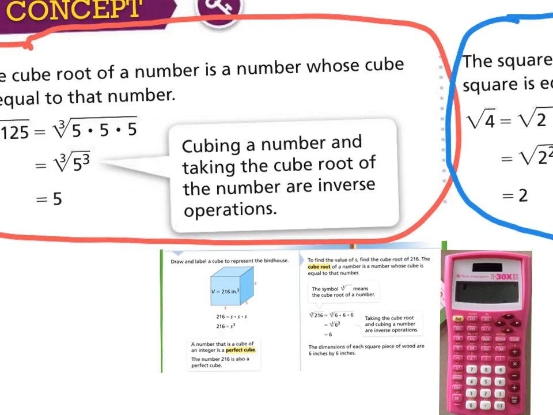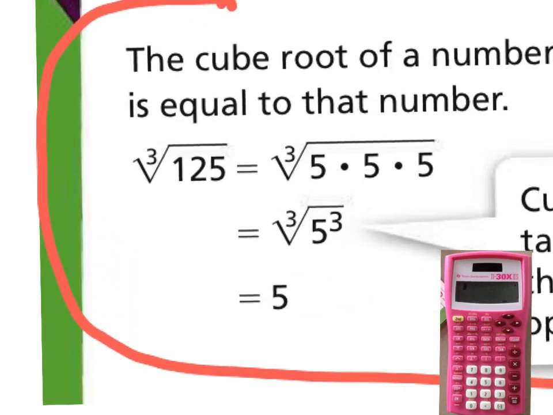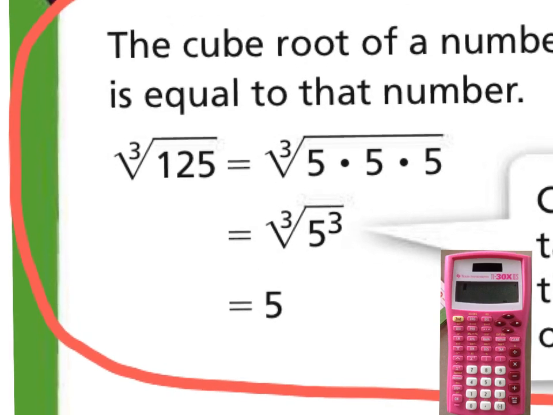Similar concept is a cube root. So cube root of 125, notice it almost looks like the square root symbol, except it's got a little 3 here. So cube root of 125, instead of a number times itself to equal that number, it's what number times itself 3 times equals that number.